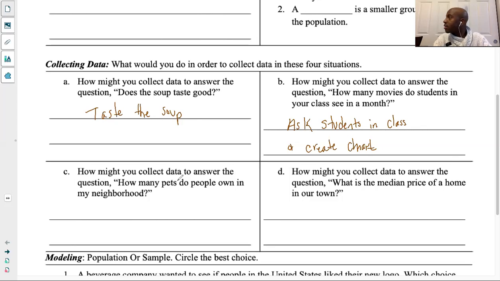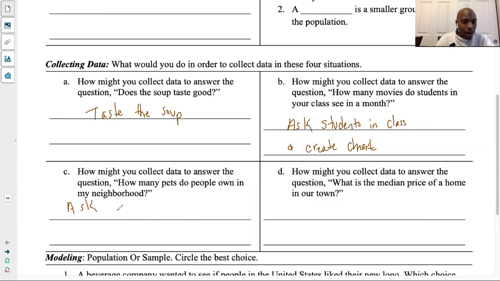This one, as well as the last one, I would go around my neighborhood. Somebody might have written, I would drive around and look to see what pets they have. But keep in mind, it says pets, not dogs. So don't just look for dogs or cats outside. Maybe they have gerbils or hamsters, something that you can't see so quickly, right?